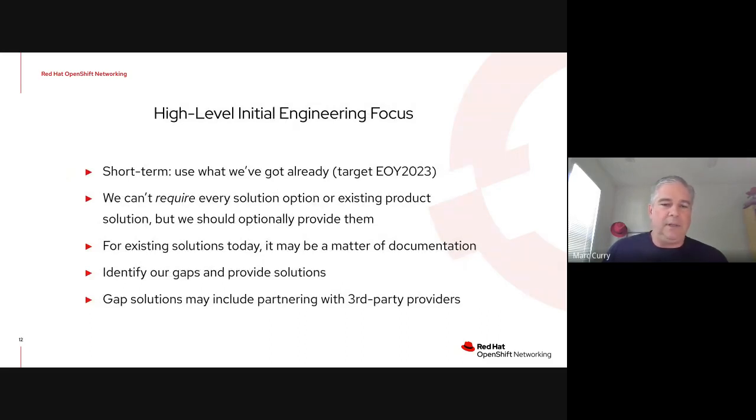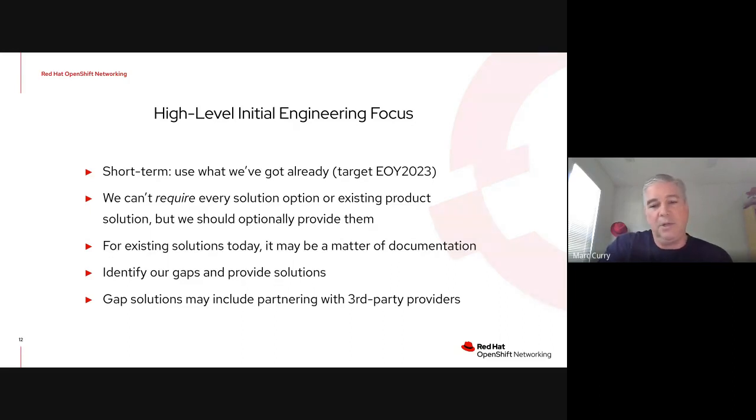So high level, what exactly are we doing with regard to zero trust networking with OpenShift? Short term, we already have pretty much all the elements in one form or another. So we're going to build upon what we've already got, and we're targeting the end of this calendar year for the first enablement of zero trust networking. Again, we can't require every solution option or existing product solution, but we are going to optionally provide them.